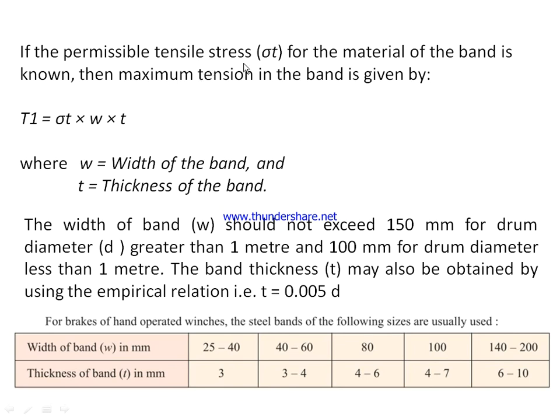Now if the permissible tensile stress is sigma T for the material of the band, and if it is known, then the maximum tension in the band, the tension on the tight side, is given by T1 equal to sigma T into the cross-sectional area of the band, W into T, the width and thickness of the band. The width of the band W should not exceed 150 mm for drum diameter D greater than 1 meter and 100 mm for drum diameter less than 1 meter. The band thickness T may also be obtained by using the empirical relation T equal to 0.005 times D. And in this table, for brakes of hand operated winches, steel bands are made of different materials. For the steel band, the following sizes are used: width of the band and thickness of the band.